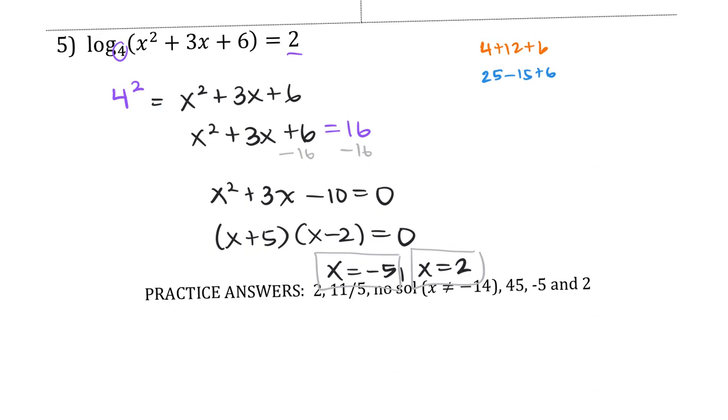Okay, for 5, I got x equals -5 and x equals 2. I verified by plugging in to make sure we get a positive. 4 plus 12 plus 6 is positive. 25 minus 15 is a positive plus 6, so both answers were valid.